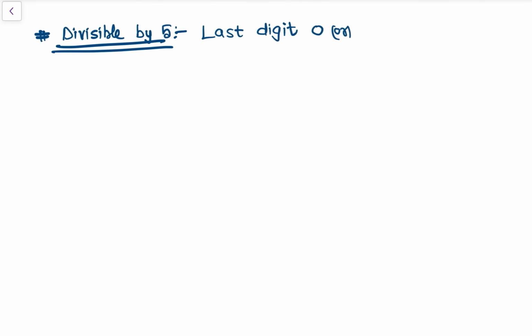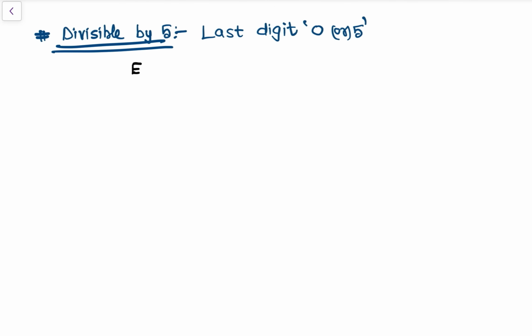divisible by 5. For divisibility by 5, the last digit must be 0 or 5. Last digit must be either 0 or 5.